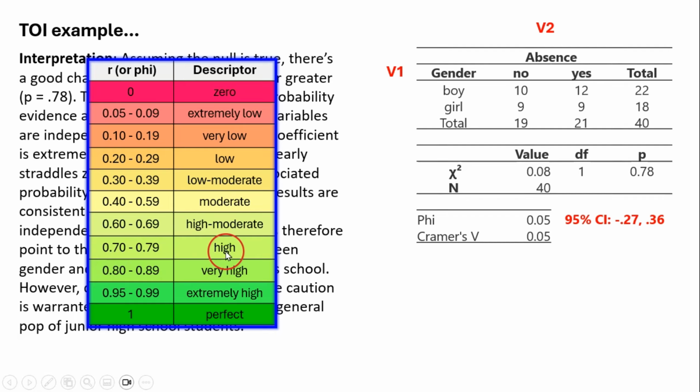Going all the way down, 0.7 to 0.79 is high. 0.8 to 0.89, very high. 0.95 to 0.99 is extremely high. Okay. I'm still kind of working on this a little bit. You can see that the values of 0.9 to 0.94 are not included in here. But at any rate, you can see I have somewhat of a scale there that can be used. For this example here, we see that we have a very low correlation.